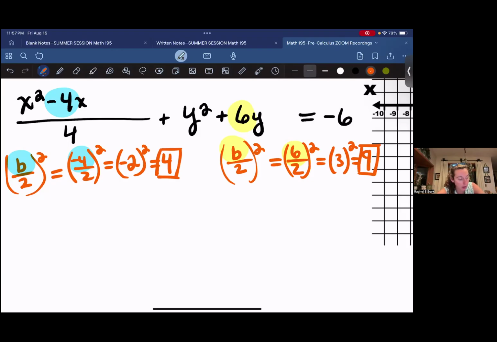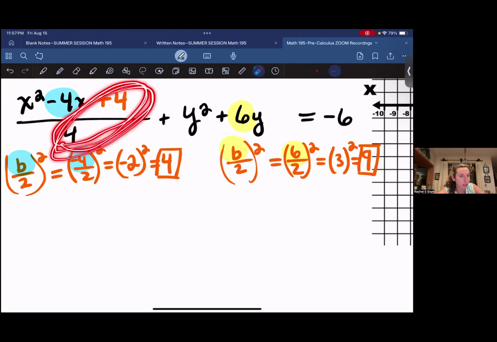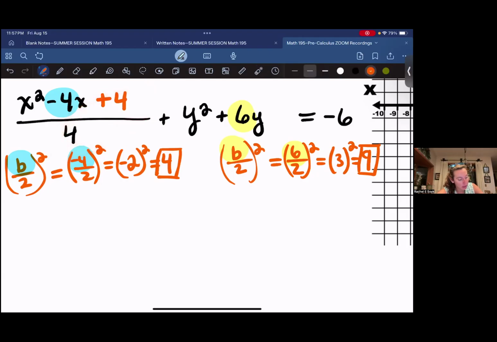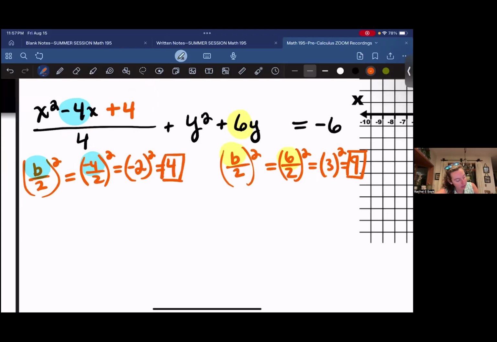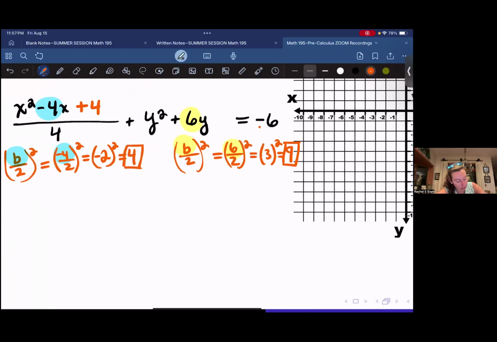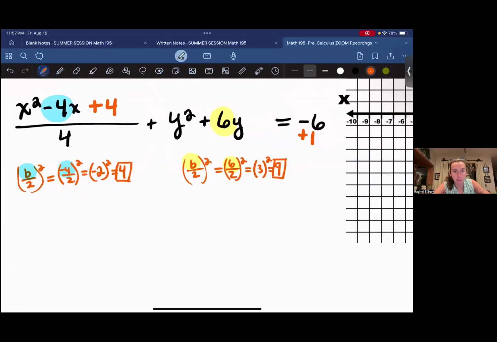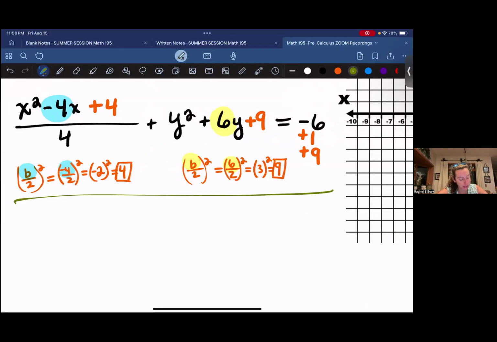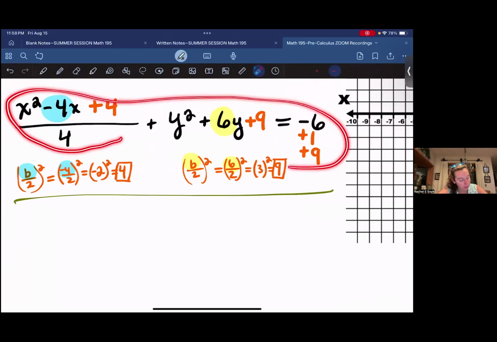Now, when we add it to our x, notice how we still have that divided by 4. So technically, we're not adding 4 to both sides. We're just adding 1. So to that negative 6, and maybe I'll do some shrinking, I'm going to put in a plus 1. That's a little cleaner. And then for the y's, we added that plus 9. And whatever we do to one side, we have to do to the other. Okay. So now I'll create a line so that we can really simplify this a bit more.